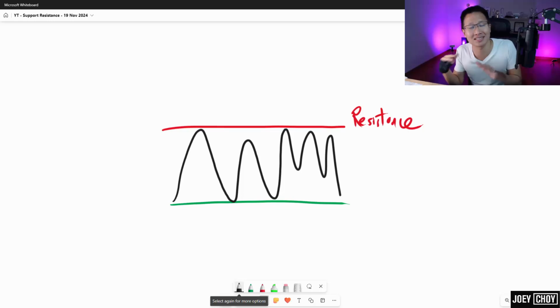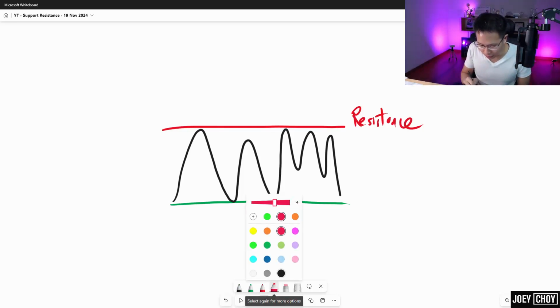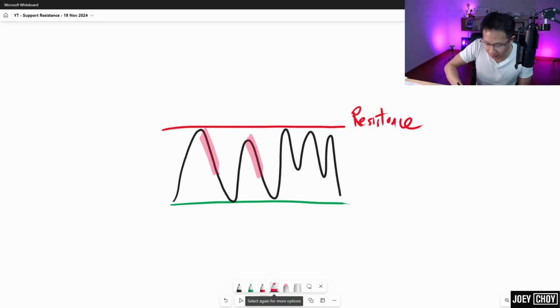So whenever you see a resistance level, that is where potentially you can also think about taking some profit near that, because there's a very high chance that we can see a potential retracement, just like what we have seen, down, down, down, down. So that's a very key level.